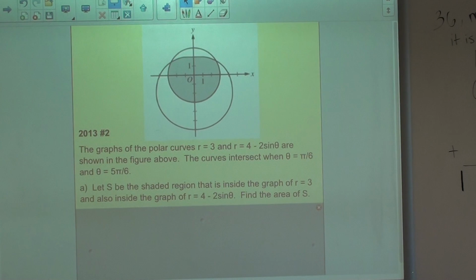If you are going from pi over 6 to 5 pi over 6, you're going to go all the way down here. What it'll do is take from here and come around to that section. Be more specific about where you're starting and where you're going, from 5 pi over 6 to pi over 6 of the circle.